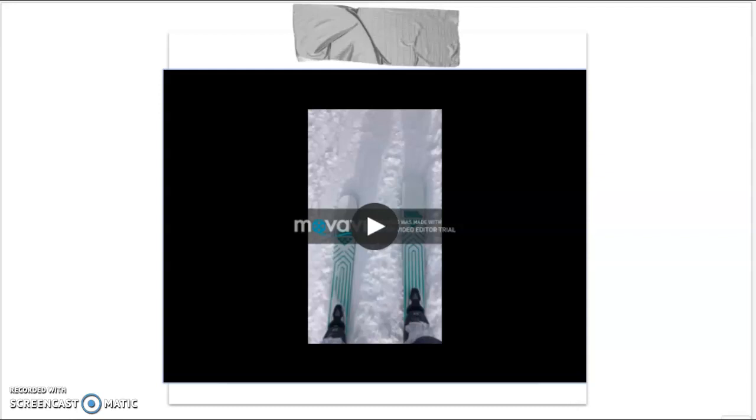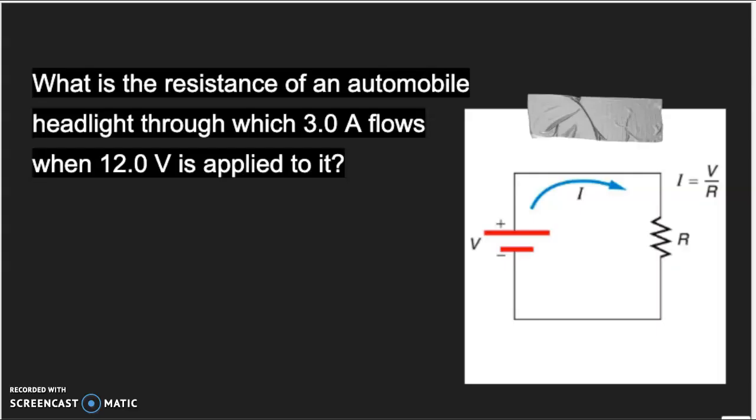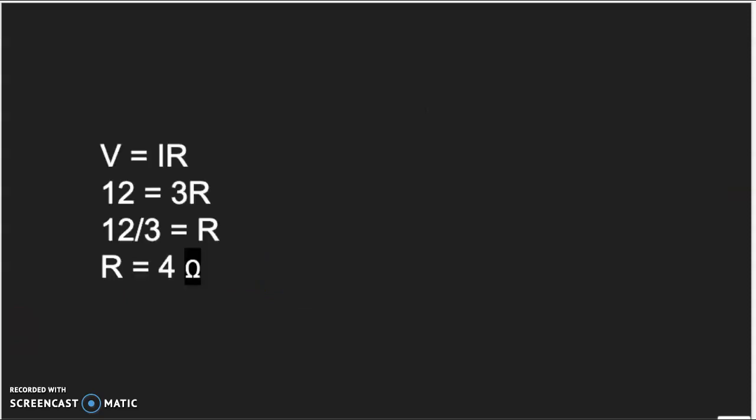So now I'll go through a more physics-related example. Here we have a simple circuit drawn to our right, and the question is, what is the resistance of an automobile headlight through which 3 amps flow when 12 volts is applied to it? So we have 12 volts coming from here, flowing as current, and it's going to flow through this resistor right here. And so we're trying to find out what this resistance is. It's a really simple problem because we're just going to use our equation, V equals IR, and plug in our volts and our amps, and with the math we'll find out that resistance is 4 ohms.